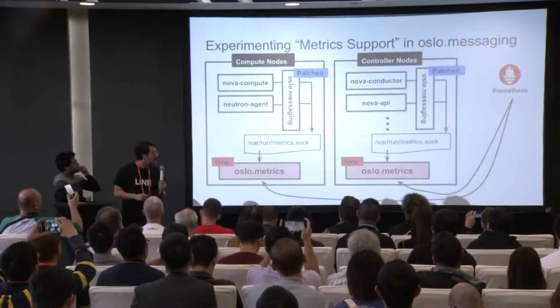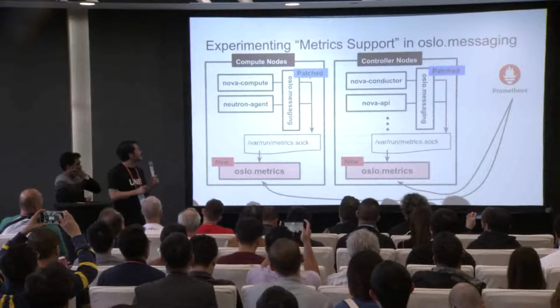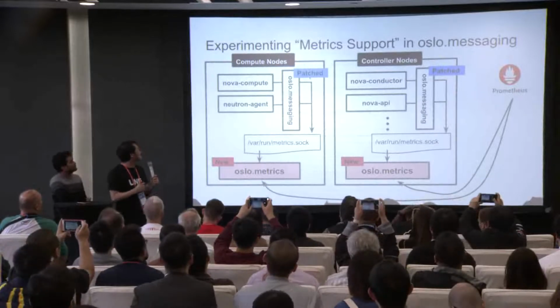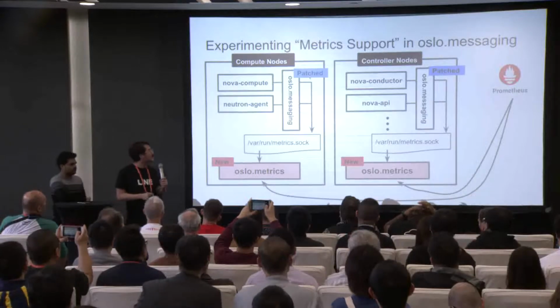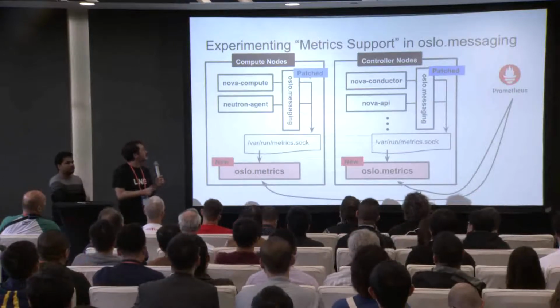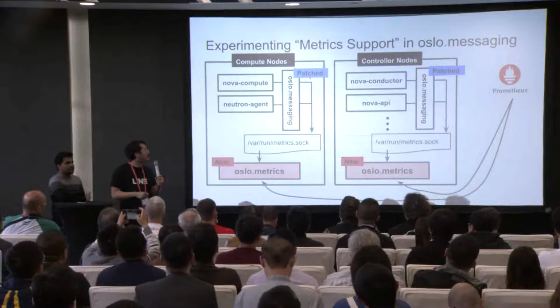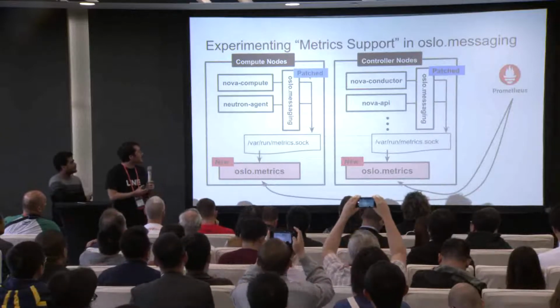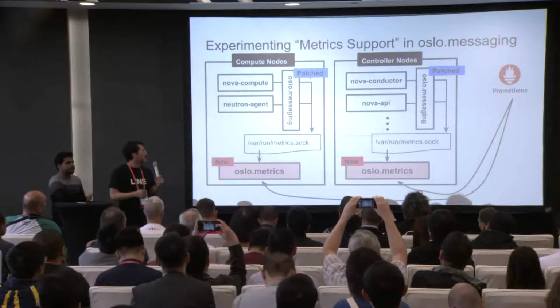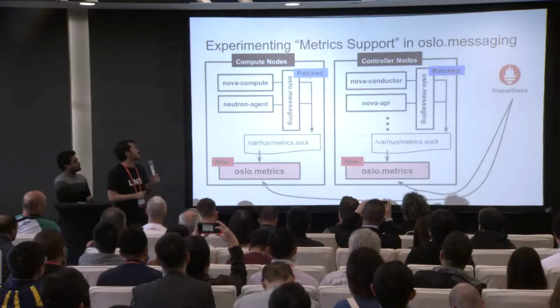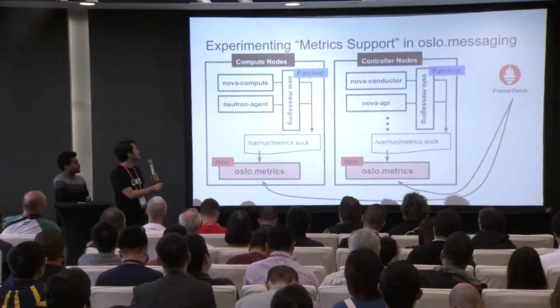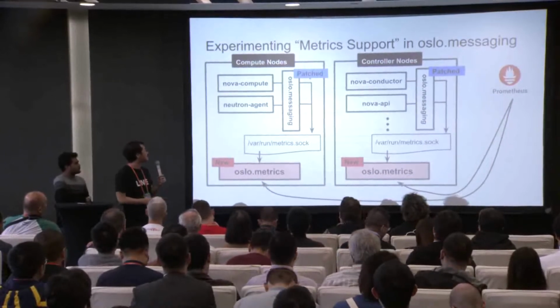This is still a very experimental, POC phase, but let me share the basic ideas with you. This slide shows two types of nodes. One is the compute node, which runs the Nova Compute and the Neutron agent. The other is the controller node, which runs the Nova Conductor, Nova API, or other control plane software. To monitor the Oslo messaging behavior, we need to apply patches to the Oslo messaging library, which is deployed on all types of nodes.